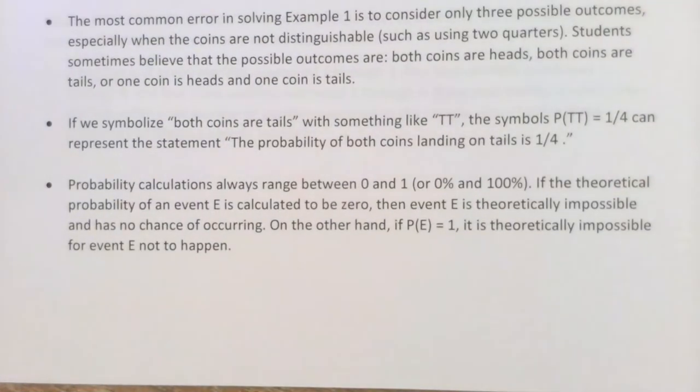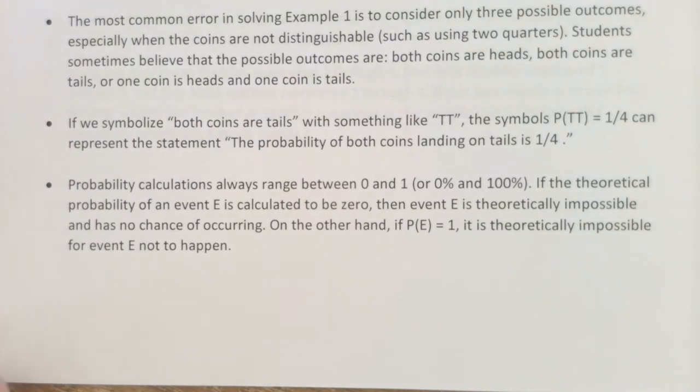Finally, this is true for all probability calculations, whether theoretical or experimental. The smallest probability is zero. The biggest probability calculations will never come out larger than one. In other words, from 0% to 100%, and this number is supposed to tell you the chance of something happening that's favorable to you.